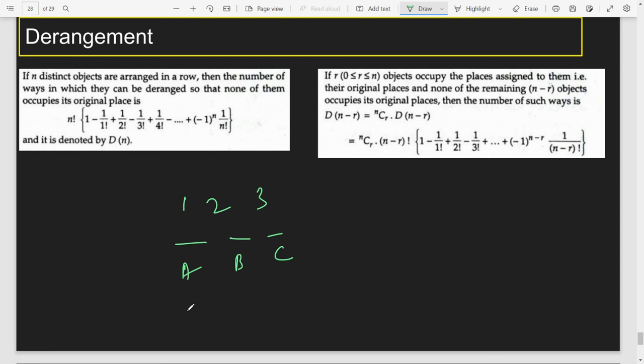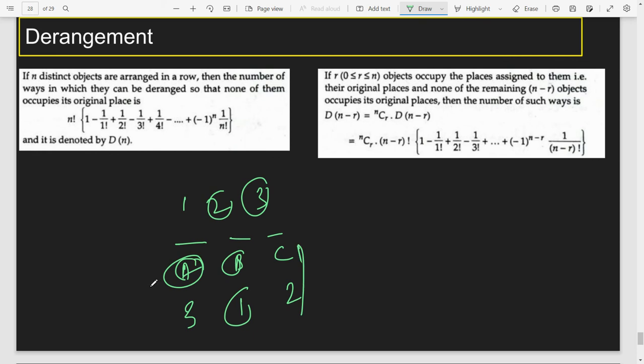Let's say we keep three here, two here, and one here. Obviously one was in room A, but now one is in room B, so this is not the correct place. Three was in room C, but now three is in room A, not the correct place. Two was in room B, but now two is in room C, not correct.